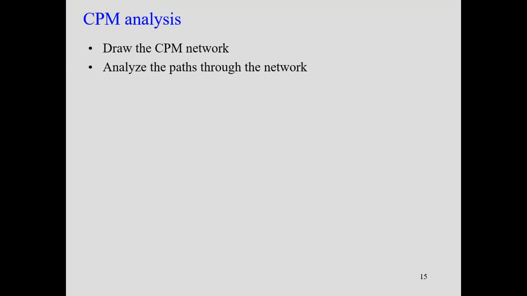So in CPM analysis, the first task is to draw the CPM network based on AOA or AON. Then analyze the path to the network. You have to follow the path. Then determine the float for each activity. The float is nothing but the time difference between early start and early finish, or late start and late finish. So we'll discuss that in the coming slide.